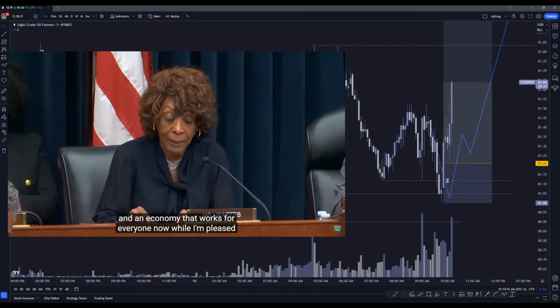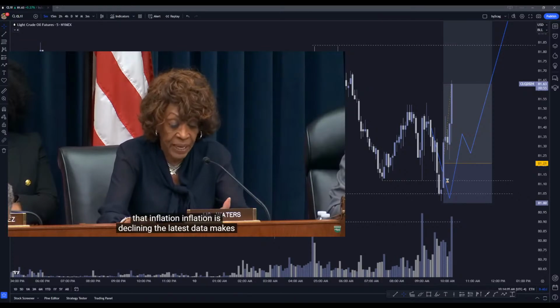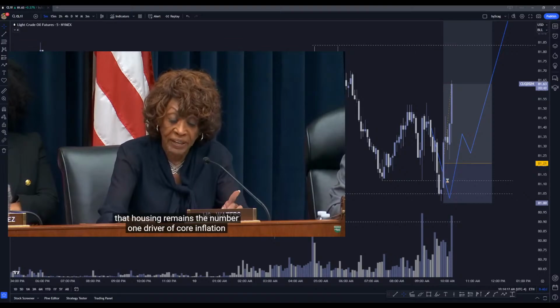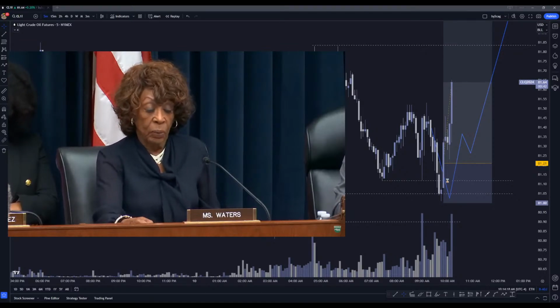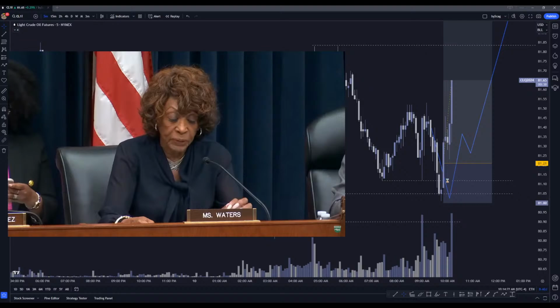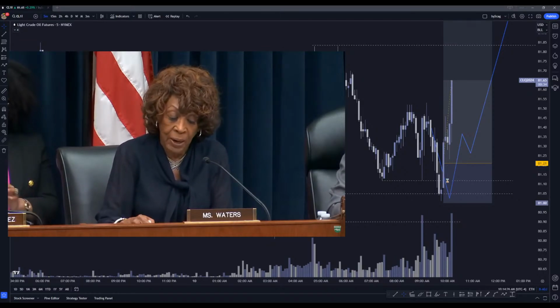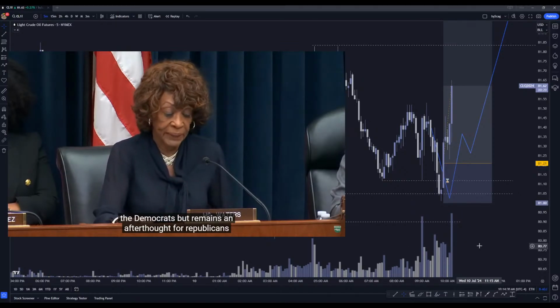Now, while I'm pleased to see that inflation is declining, the latest data makes clear that housing remains the number one driver of core inflation. Since 2020, house prices have increased by nearly 50%, with Americans now spending on average over 30% of their income on housing. This is a top priority for Democrats, but remains an afterthought for Republicans.